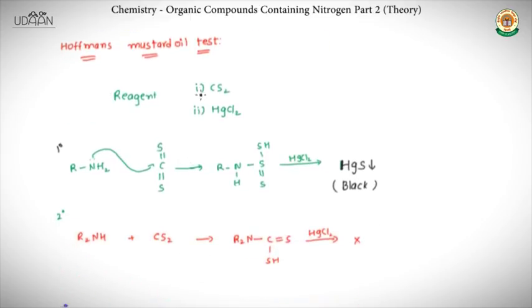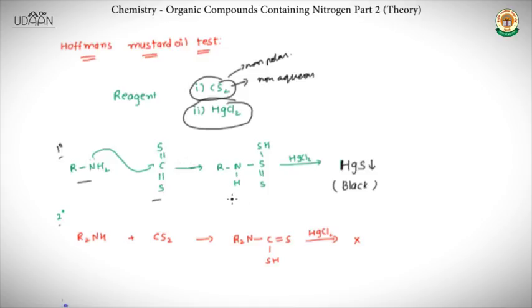For this test, the reagent used is carbon disulfide, and next you use HgCl2. Observe that this carbon disulfide is non-aqueous, or non-polar. Now in the presence of this carbon disulfide, let us see how primary, secondary and tertiary amines react. For primary amine, say RNH2, if you take this carbon disulfide, the lone pair of nitrogen attacks this carbon, and you are going to get this compound.